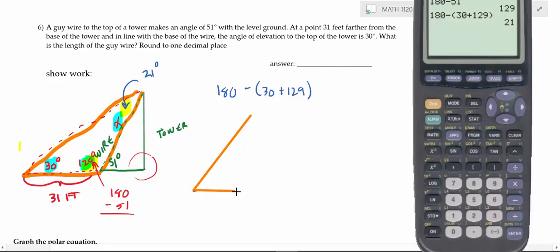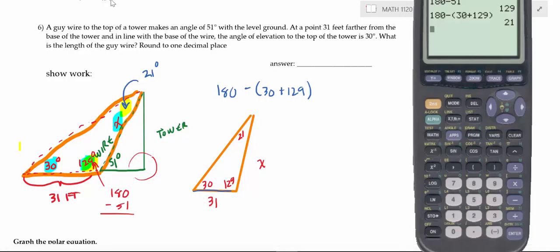So you've got this side here, and then you've got another piece that's kind of going like this. So that's enough information now to use the law of sines. In this problem we have these things: we have 21 here, we have 129 here, we have 30 here, 31 there, and then we have x.